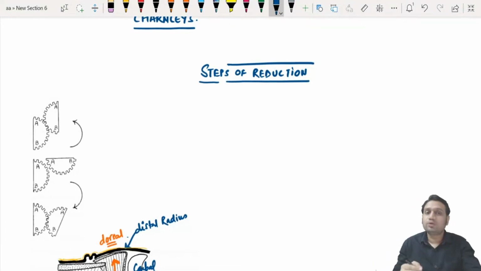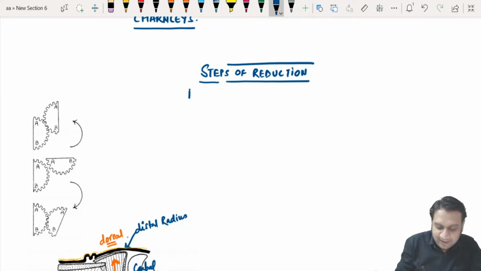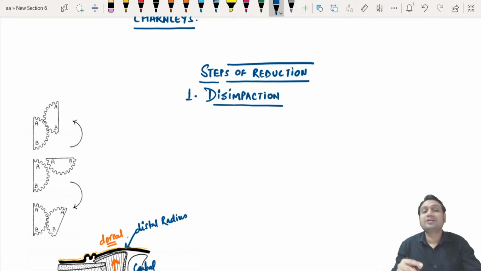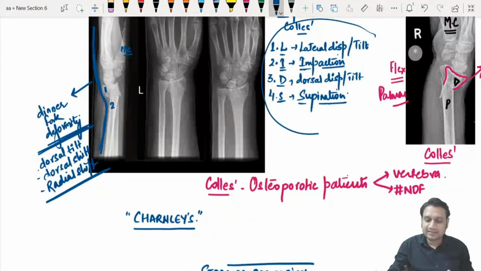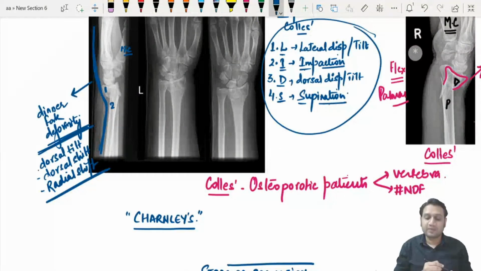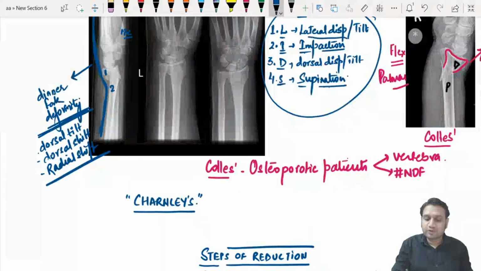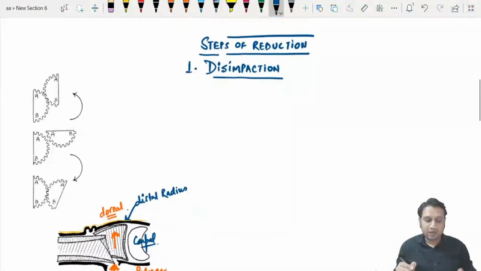How? So sir, the first step in reduction would be disimpaction. They can ask you, why disimpaction? What are the 6 displacements of Colles? We have already discussed that. So sir, these are the 6 displacements of Colles, right? So first you have to disimpact, because impaction has occurred. How will you disimpact? There are 2 ways.